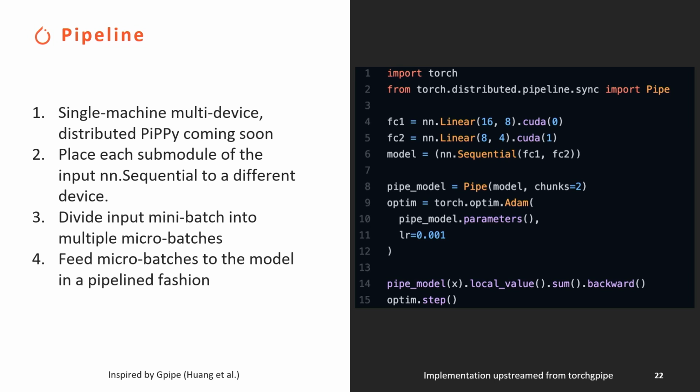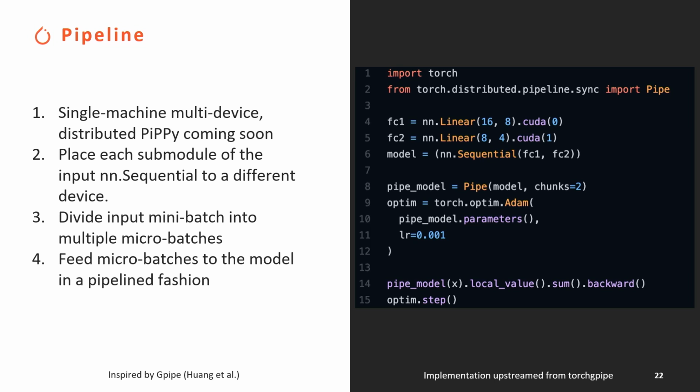Under the hood, pipeline parallelism places each submodule in the input nn.Sequential on different devices. The structure of the input nn.Sequential dictates how models are partitioned. The argument chunks in the constructor determines how many micro-batches it should split one mini-batch into, and it will feed micro-batches into the model in pipeline fashion.